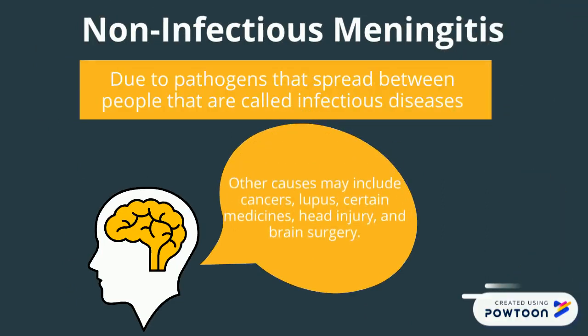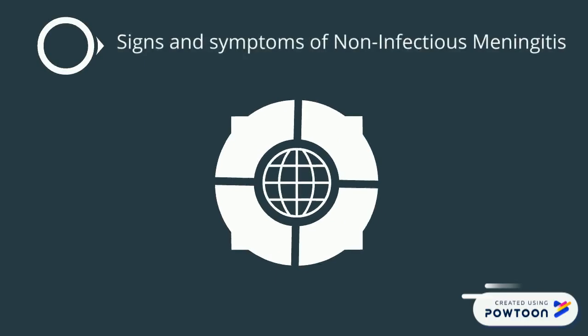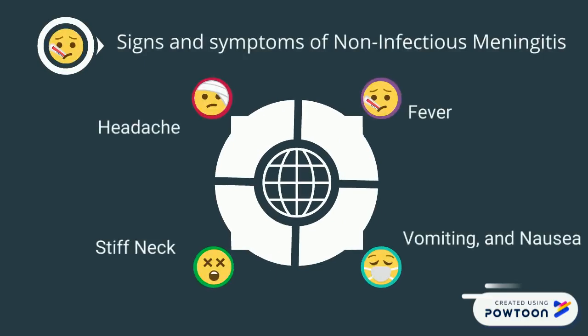Non-infectious meningitis is not due to pathogens that spread between people, which are called infectious diseases. Other causes may include cancer, lupus, certain medicines, head injuries, or brain surgery. Signs and symptoms of non-infectious meningitis include headache, fever, stiff neck, vomiting, and nausea.